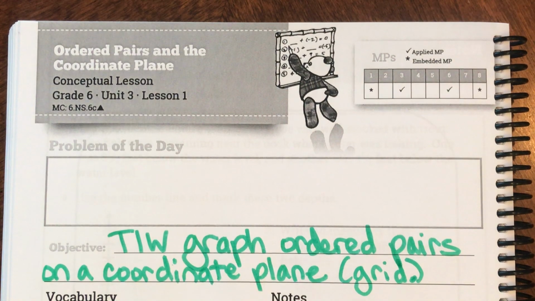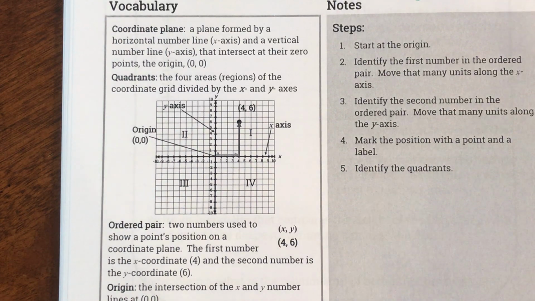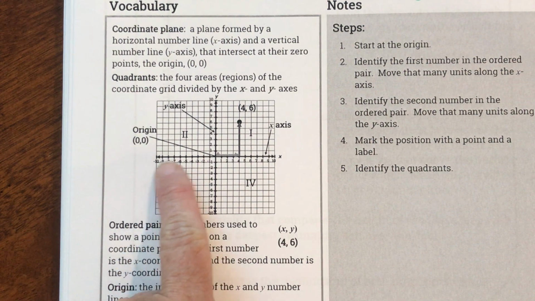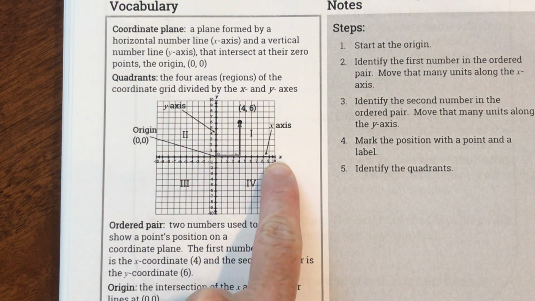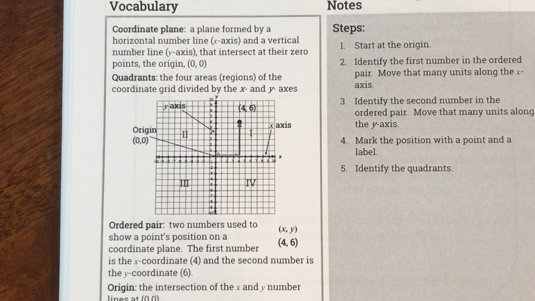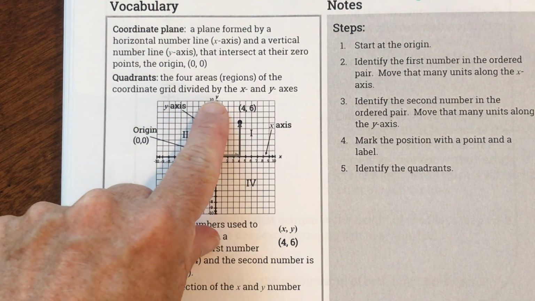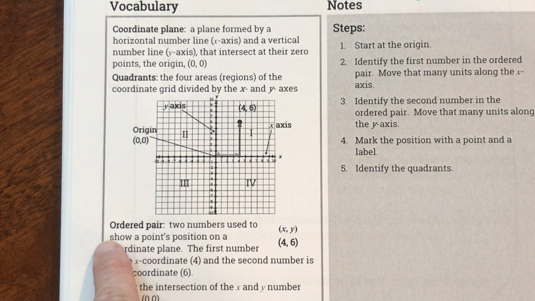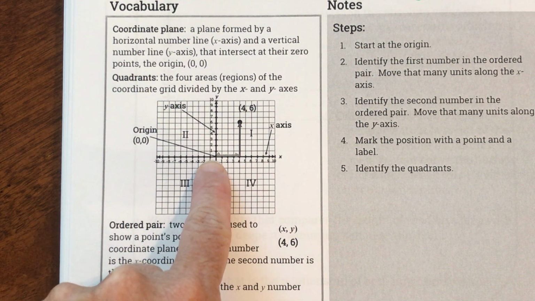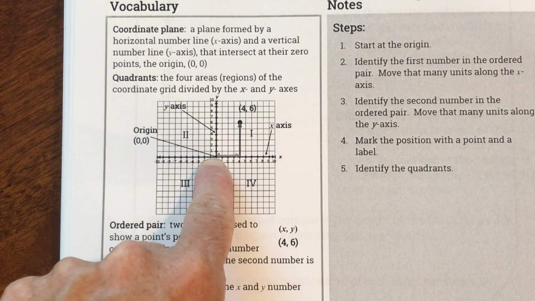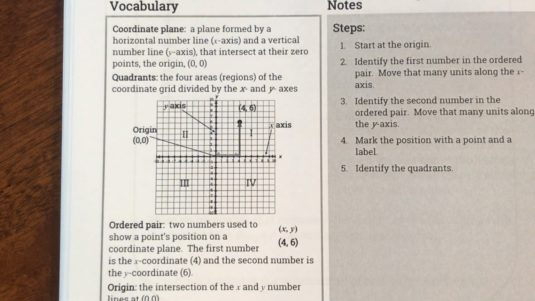Okay, so let's look at our vocabulary since we're starting a brand new unit. And our first word is, what is a coordinate plane? It's a plane formed by a horizontal line, which is my x-axis. So this is my horizontal line, which is my x. It's labeled right there. And a vertical number line, which is my y-axis, and it's labeled y right there, that intersects at the 0 point. So this very center is called 0, 0, which is also called our origin, like where everything originates from, the very center, which is 0, 0.